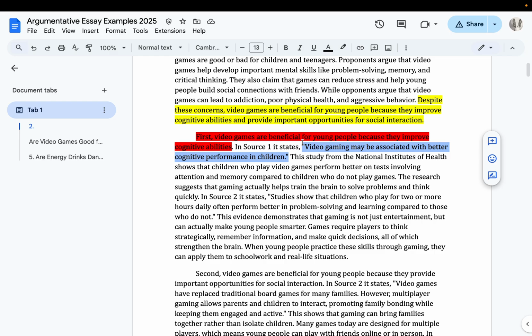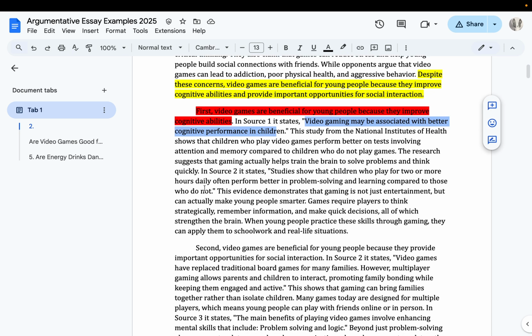This study from the National Institute of Health shows that children who play video games perform better on tests involving attention and memory compared to children who do not play games. But the thing is that this evidence doesn't really say that. I wish that this person's paraphrasing some of the evidence. The research suggests that gaming actually helps train the brain to solve problems and think quickly. Let's see how they do. This body paragraph has two pieces of evidence. You only need one, but if you have two per body paragraph, you might be able to get an M plus. In source two, it states, I would have had a transition word here, in addition.